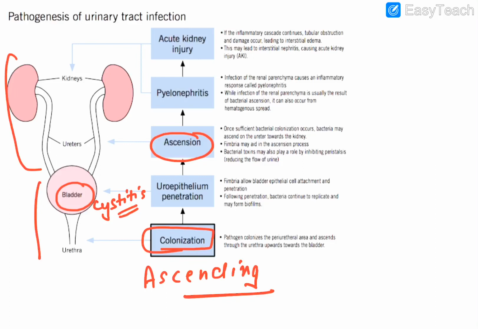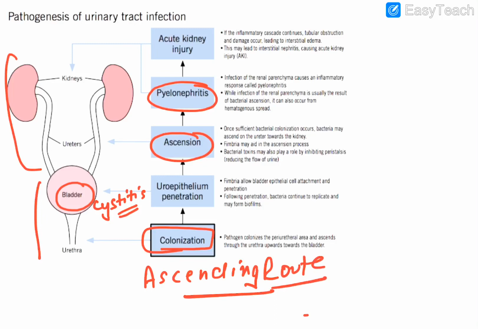This particular word means ascension, going upwards, and it goes into the kidneys and leads to what? Pyelonephritis. Okay, so this is the way by which most of the infection happens. Remember, in the lower UTI as well as the upper UTI, the most common route is which one? The most common route is the ascending route.